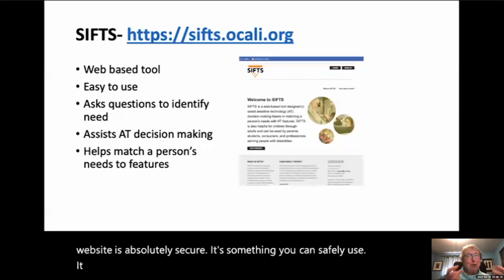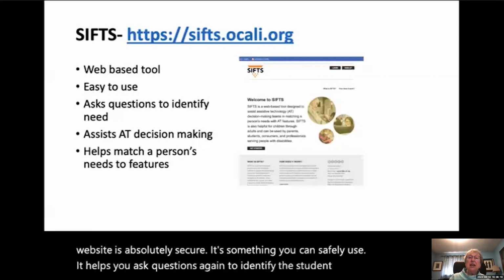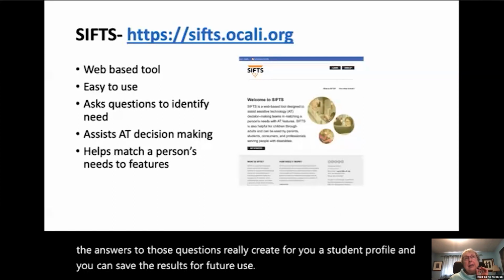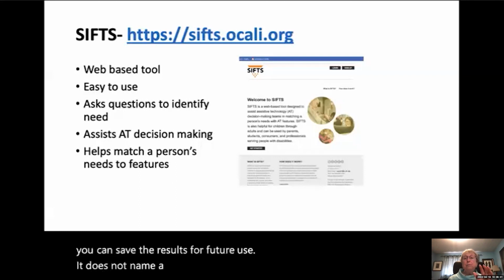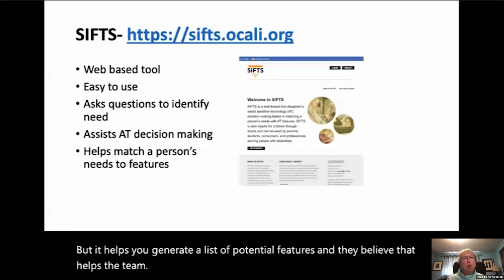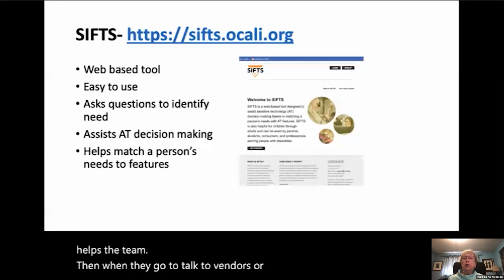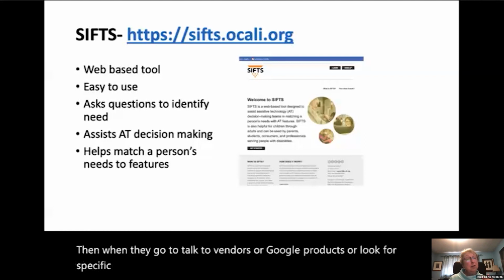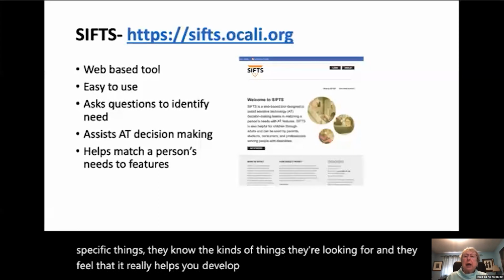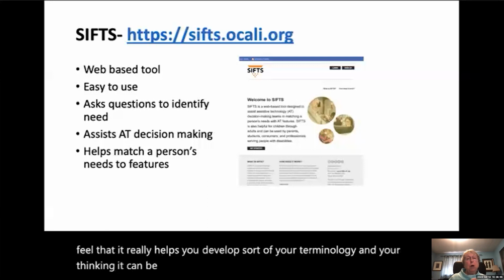It helps you ask questions again to identify the student's needs. And then the answers to those questions really create for you a student profile. And you can save the results for future use. It does not name a specific tool, but it helps you generate a list of potential features. And they believe that that helps the team then when they go to talk to vendors or Google products or look for specific things, they know the kinds of things they're looking for. And they feel that it really helps you develop sort of your terminology and your thinking. It can really be a wonderful resource for you to work together with families on.